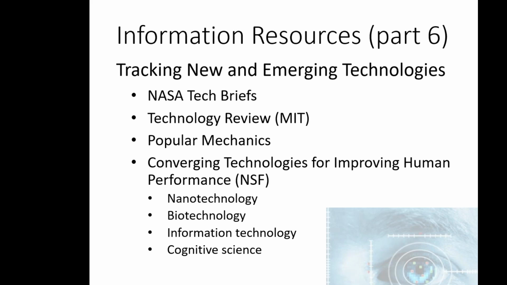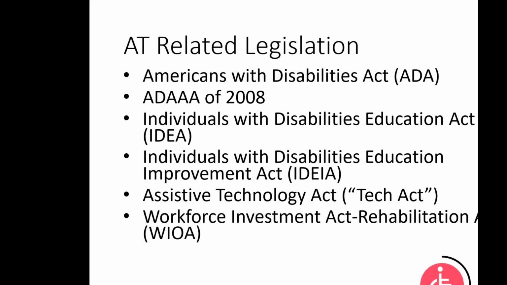A couple other places that you can be looking for information are NASA Tech Briefs, MIT's Technology Review, even Popular Mechanics. It's amazing what you're going to find out there. Then Converging Technologies for Improving Human Performance, which looks at nano and biotechnologies, information technologies, and cognitive science. Okay, so this list here are some of the legislations that we're going to be looking at tonight.